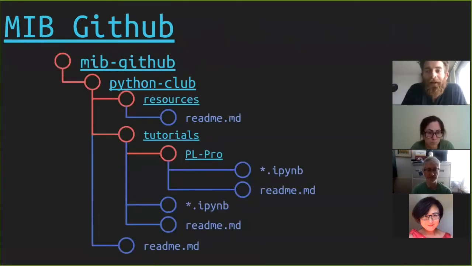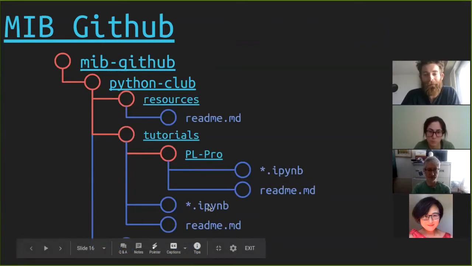Here's a little tree diagram of the structure of the MIB Github. So far, the only repository in the MIB Github is Python Club, but it's new, so hopefully it will grow. Within Python Club, we have these 2 folders, resources and tutorials. Resources is a README full of links to resources that I think are useful.